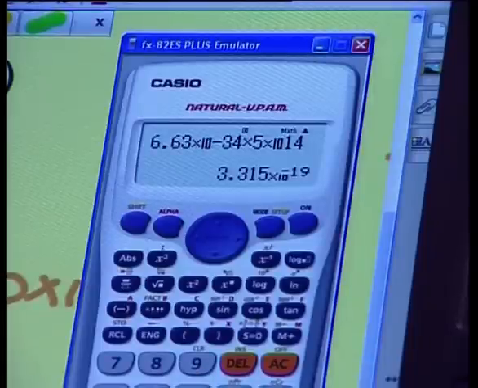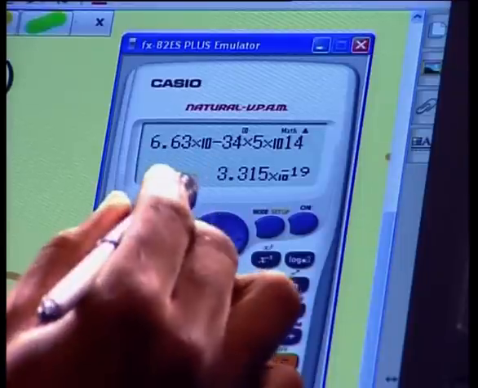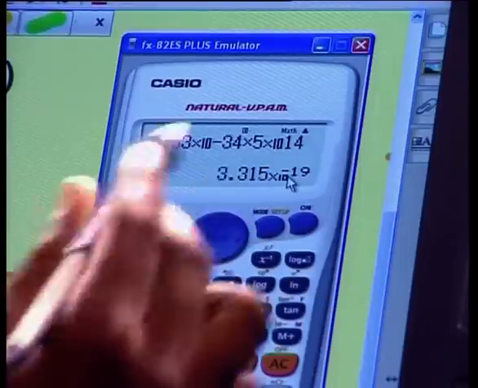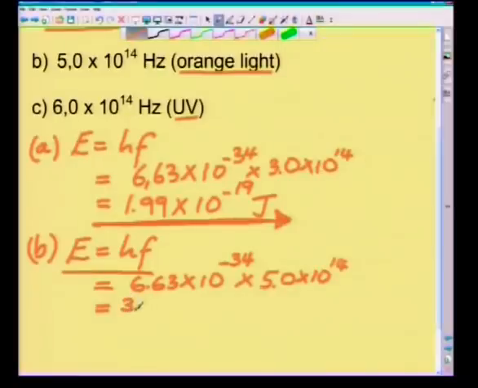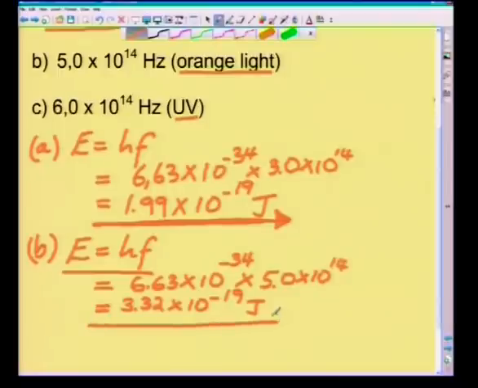And what is the answer? The answer is 3.315, so I'm going to make it 3.32 by 10 to the power minus 19 joules. Okay? Now, I have rounded off that answer there. Remember rounding off as well. That's important. Now, let's come to number C.